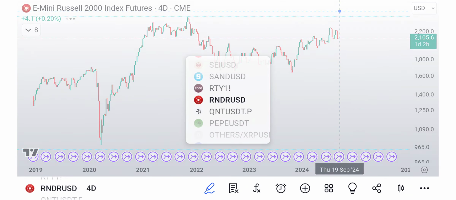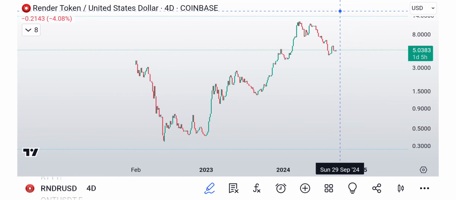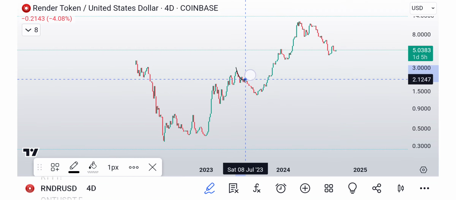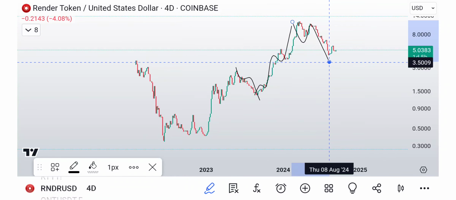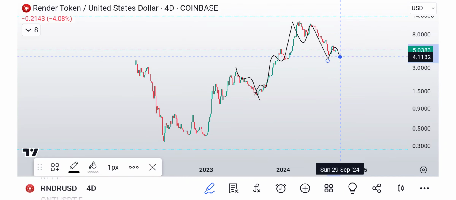Sand, render. You got a 3-wave shape. 1, 2, 3, 4, 5. You got another 3-wave move here. You have a 1, 2. Let's go.